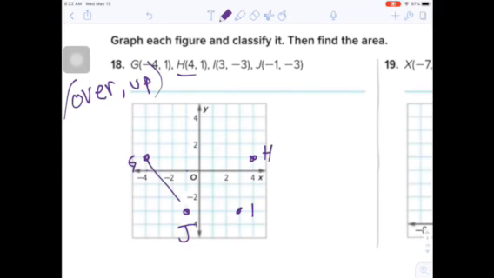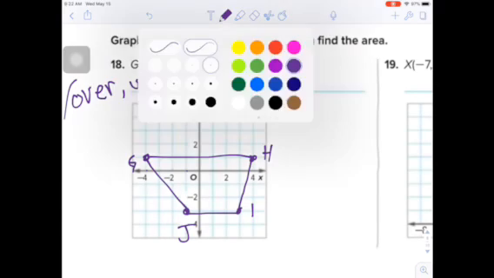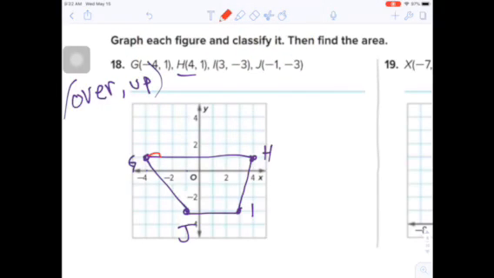Okay, connect the dots, and you should be looking at a trapezoid. So it says to find the area. So I'm just going to use my trapezoid formula, which I need my bases. One base is on top: 1, 2, 3, 4, 5, 6, 7, 8. Another base is on the bottom.